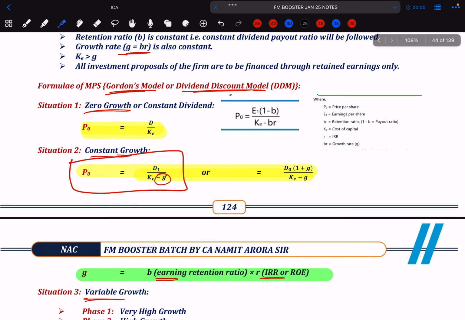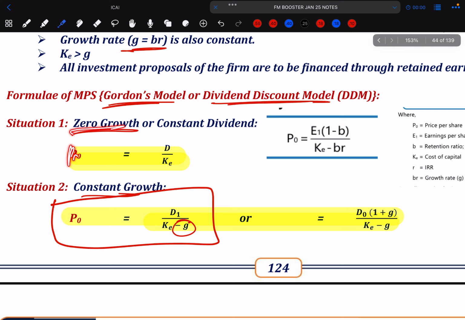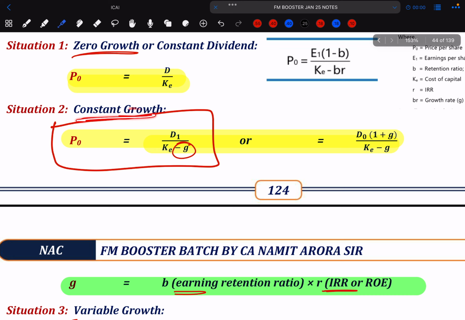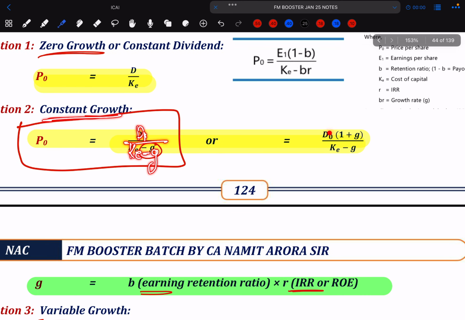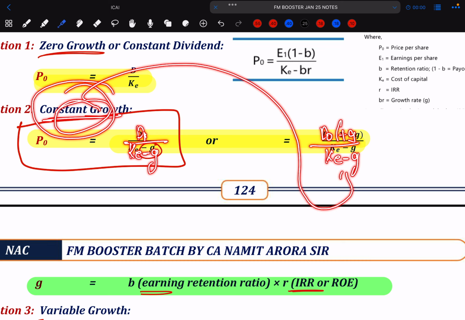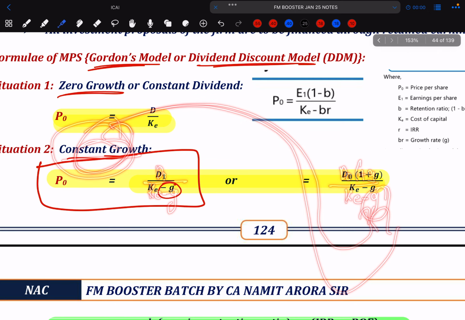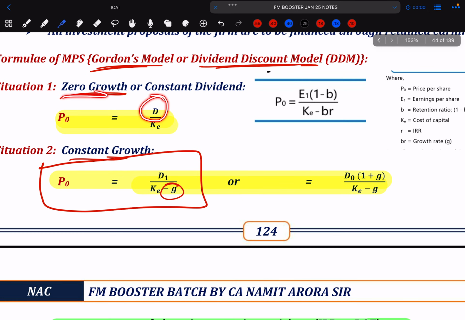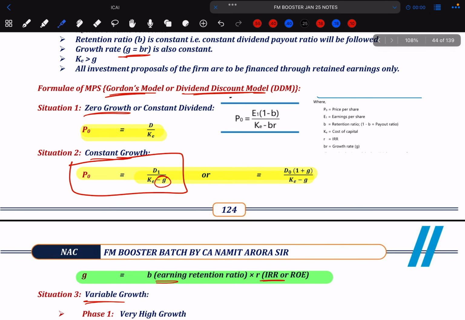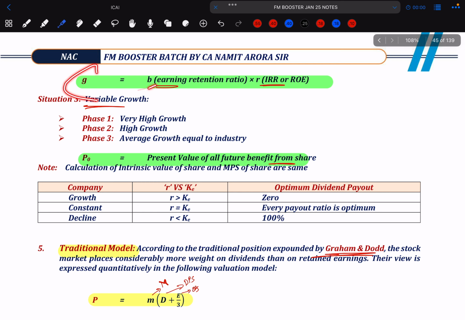So if there is zero growth, simple: P0 is equal to dividend by cost of equity. If there is constant growth, D1 divided by KE minus G, or you can do it as D0 plus growth divided by KE minus G. Remember, if there is constant growth, remember to subtract below. And if there is no growth, simple, regular D. And G is b into r.